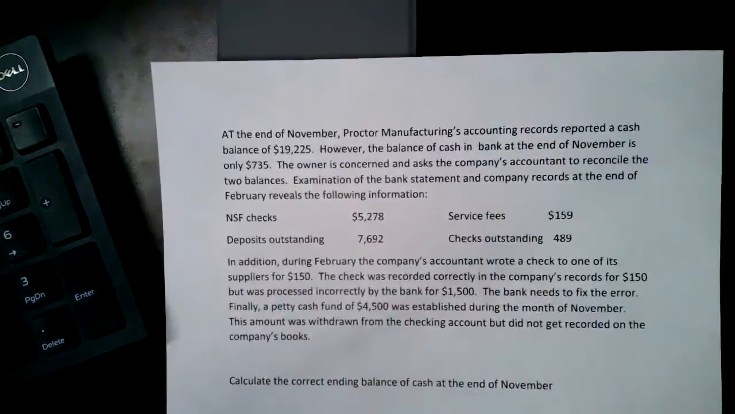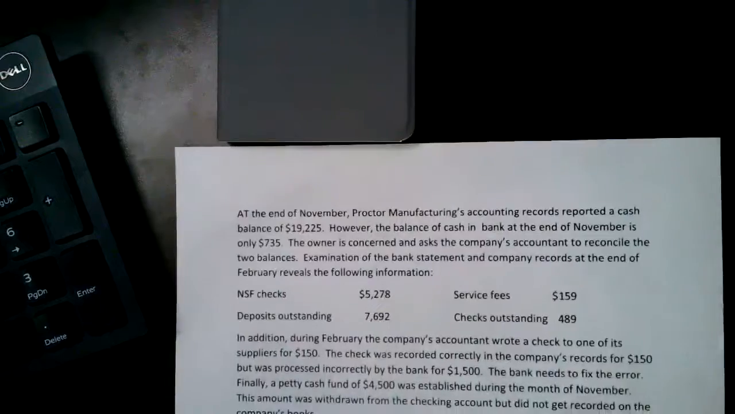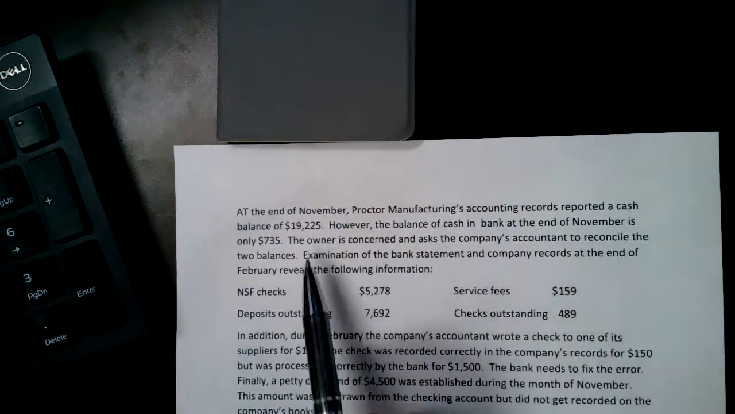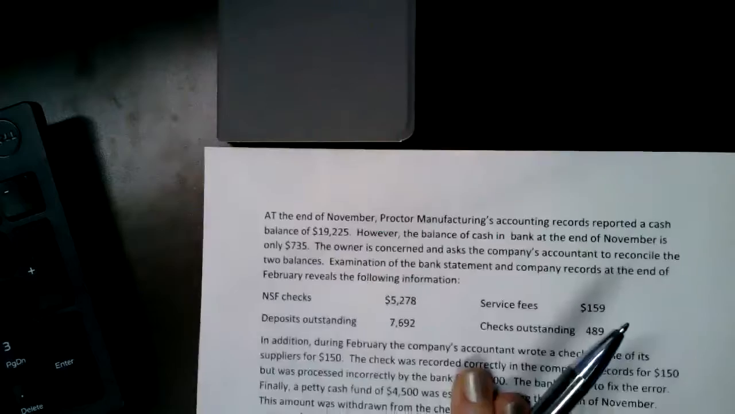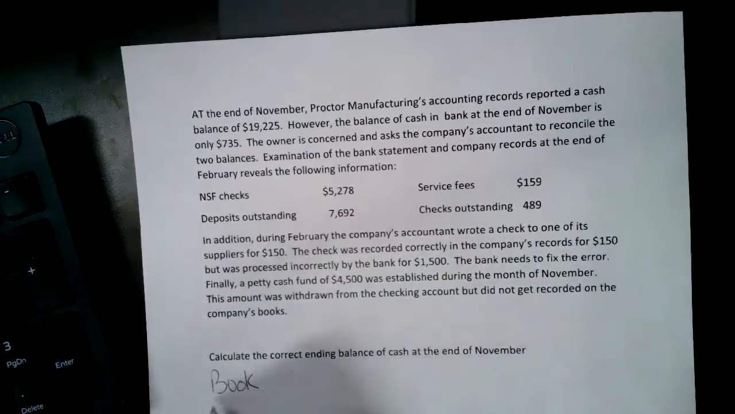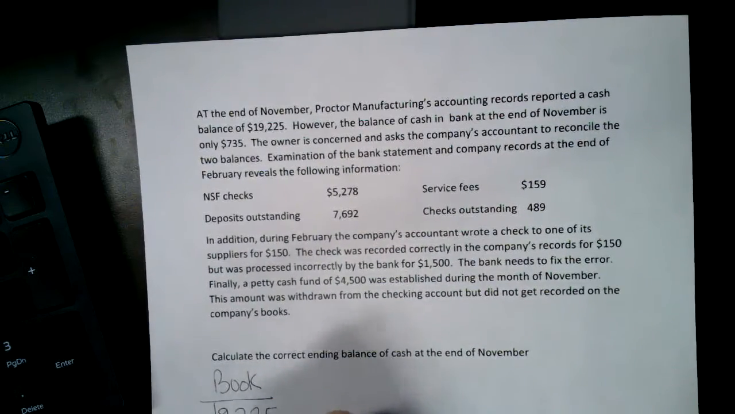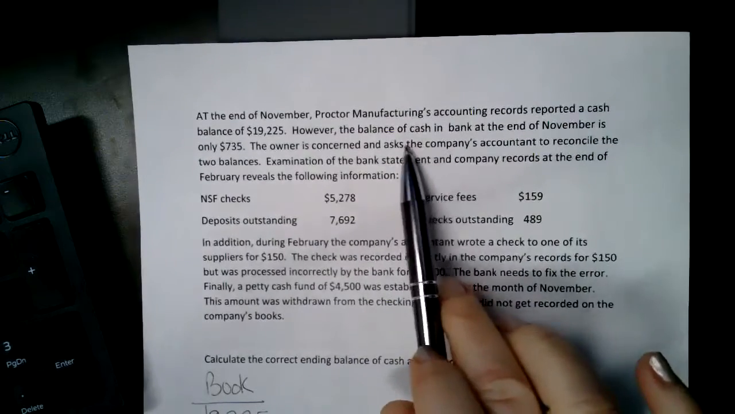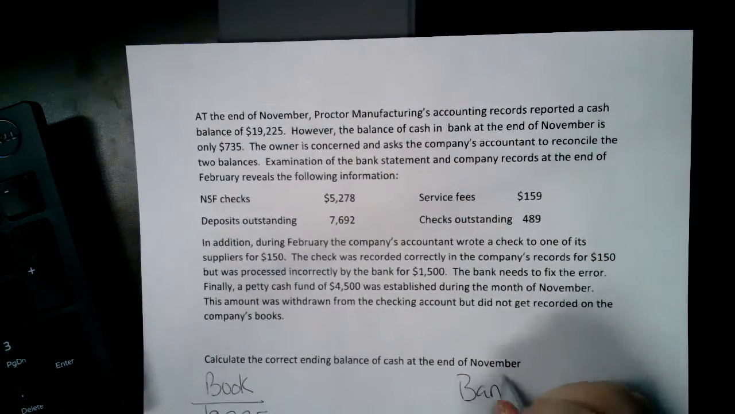So we have Proctor Manufacturing Company. Their accounting records reported a cash balance of $19,225. I call that the book balance, or you could say the company balance. Picture their checkbook register or their QuickBooks ledger or whatever they're using: $19,225. But the balance of cash in the bank at the end of November is only $735.